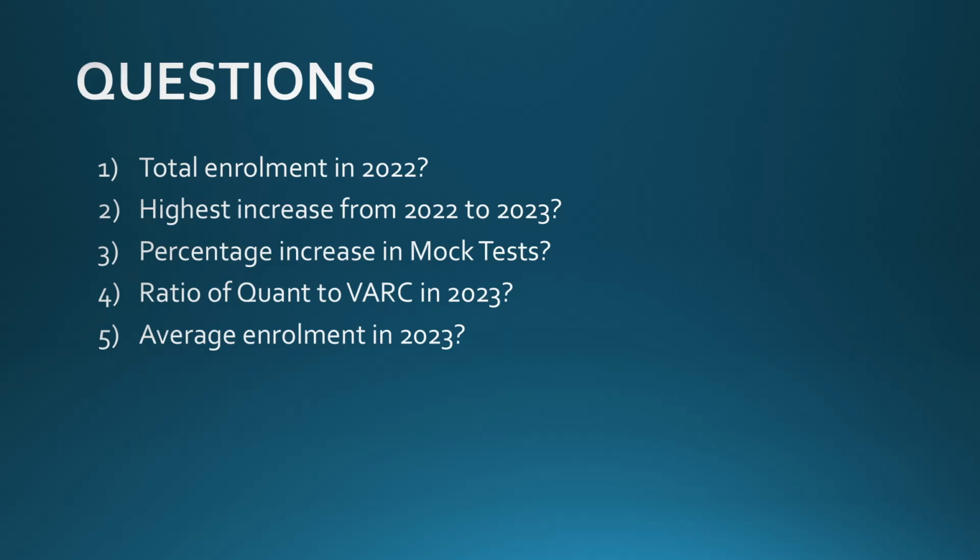First question, total enrollment in 2022. Second question, highest increase from 2022 to 23, slightly calculation based. Third, percentage increase in mock tests, again slightly calculation based. Ratio of quant to VARC in 2023, small calculation. Average enrollment in 2023, again small calculation. So again, questions are easy, so we can attempt this set. So let's look at the solution.